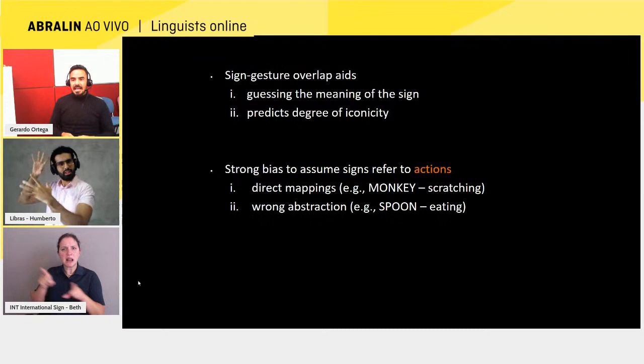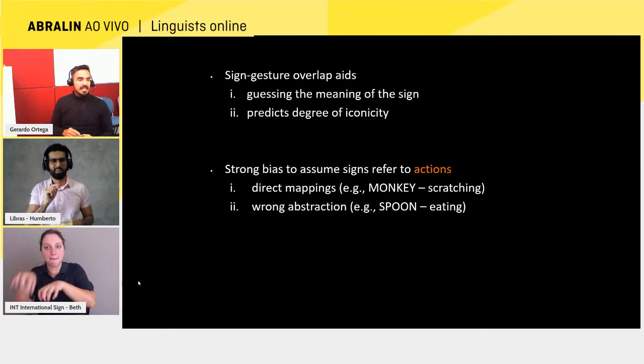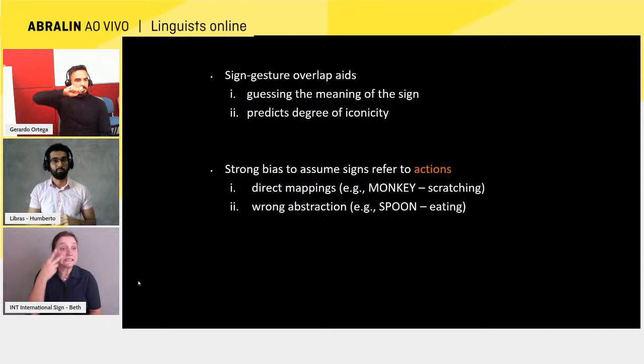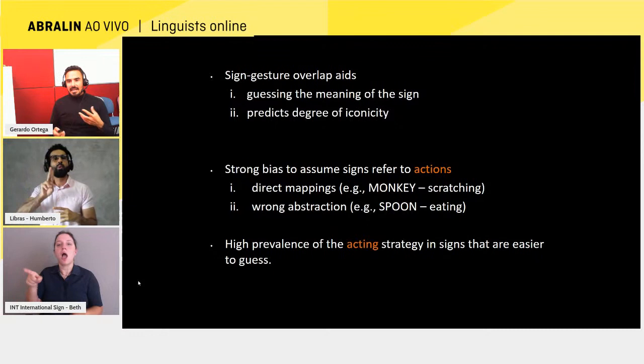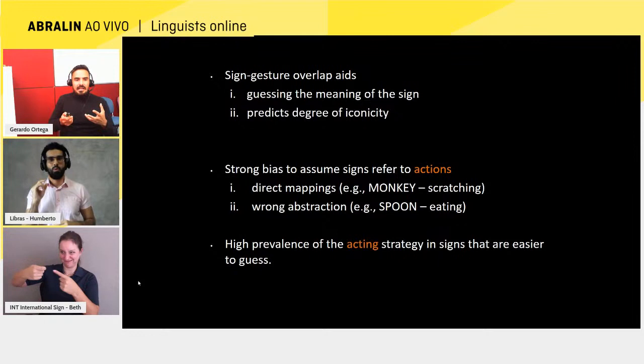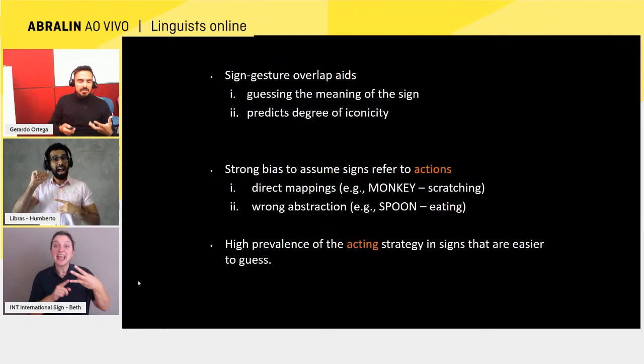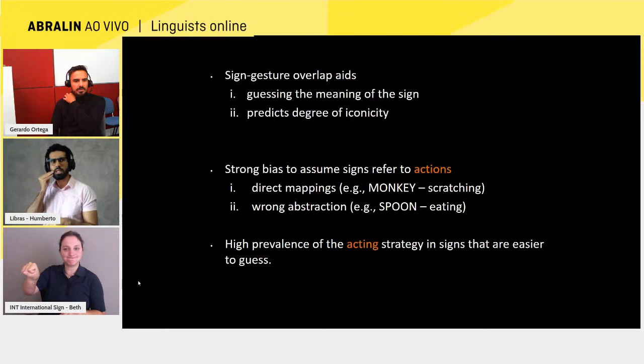And on several occasions, they also made the wrong abstraction. This is the sign for spoon in sign language of the Netherlands. But a lot of our participants actually thought that this was the sign for eating. So again, another point that is really important to highlight here, and this is something that we analyzed afterwards, is that it seems that it is the acting strategy that is easier to recognize, and that is possibly what gives our participants easier access to the meaning of signs.